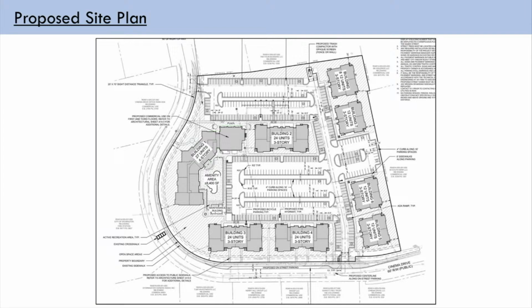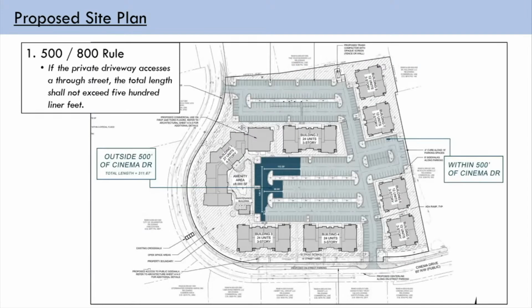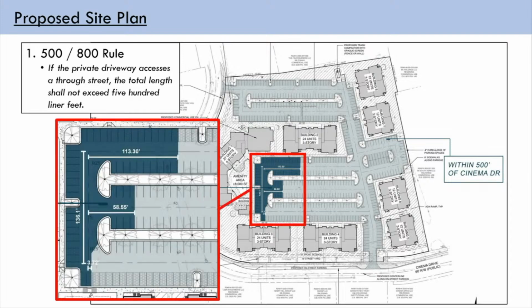This proposed site plan includes 7 multifamily buildings and 1 mixed-use building. As noted, we are requesting an adjustment to the 500-foot rule, which would require the drive aisles for the project not to exceed 500 feet from the public roadway. We are requesting an adjustment to allow them to extend approximately 300 feet more past that standard.